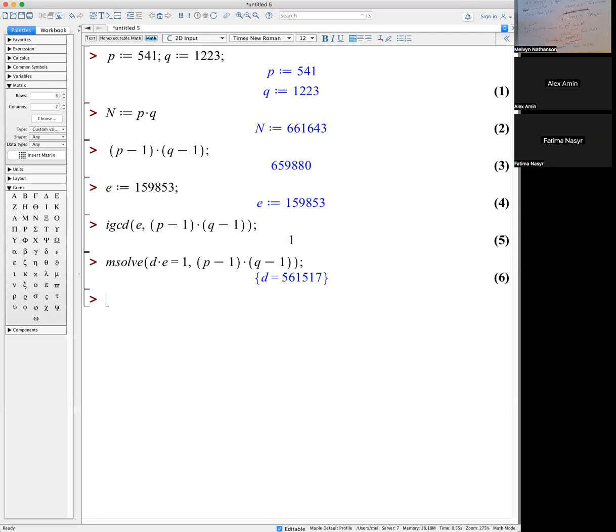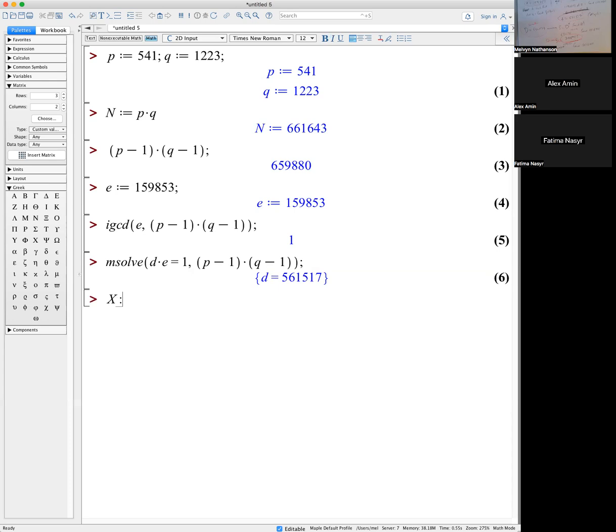And that gives me 561,517, right? So this is what I got before. So this is D. That's the secret key. Now Samantha's signature, the digital document she wants to sign, is given by capital D. I can't use capital D because D means derivative in Maplewood. So I'll just call it X.